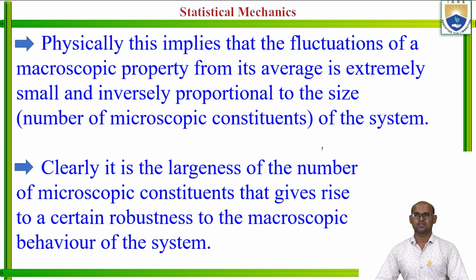Physically, this implies that the fluctuations of a macroscopic property from its average are extremely small and inversely proportional to the size of the system. So the fluctuations will be smaller and smaller as we increase the size of the system. So clearly it is the largeness of the number of microscopic constituents, that is the number of atoms or molecules of a macroscopic system such as a gas, that gives rise to the robustness of the macroscopic behavior of a system.